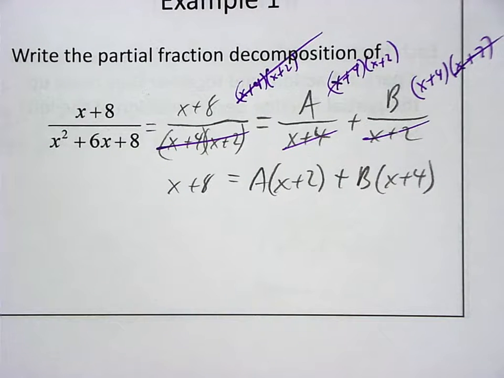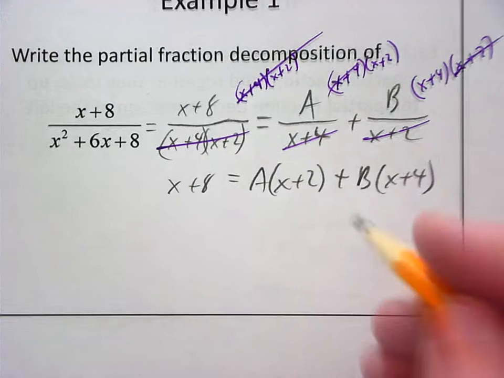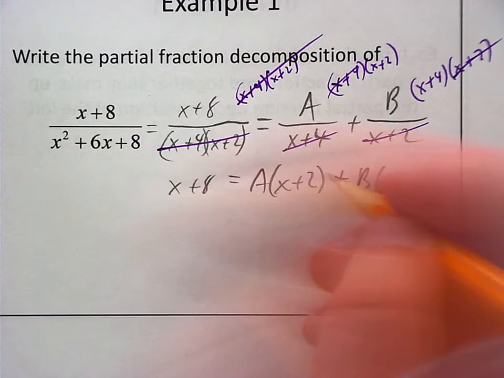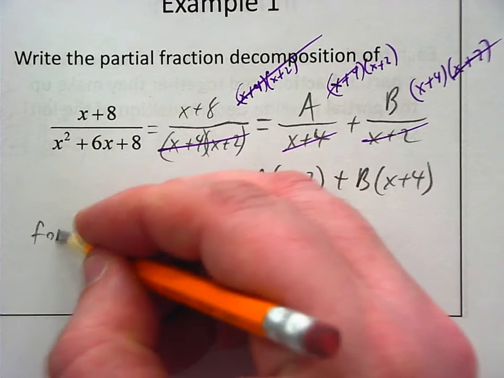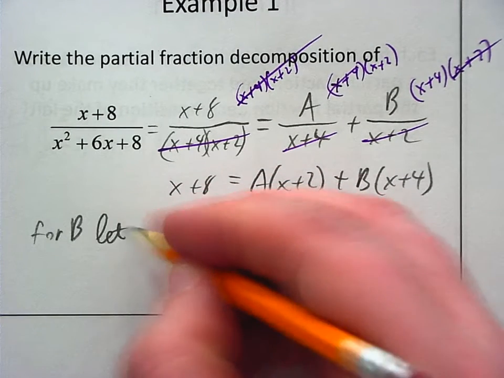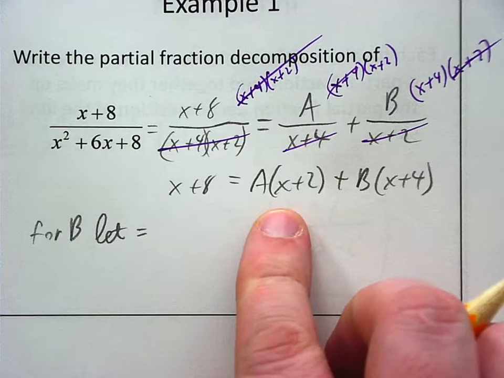Okay. So, now I want to figure out what a and b are. Now, there's a couple different ways you can approach this. When it's something simple like this one, the best way to do it is, okay, if I want b as an answer, I need to figure out a way to get rid of a. So if I want to solve for b, what could I make x equal that would completely get rid of a?